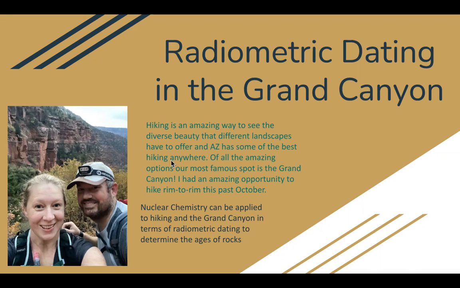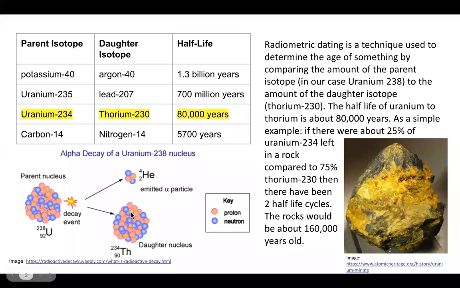I learned through this project that you can tell the age of the absolutely gorgeous rocks in the Grand Canyon through a process called radiometric dating. So I'm going to briefly explain how that works. Radiometric dating is a process where you compare the parent isotope to the daughter isotope and see, if you know the half-life, how many have occurred, and so how old the rock is.